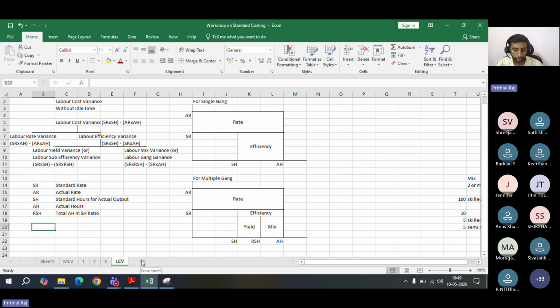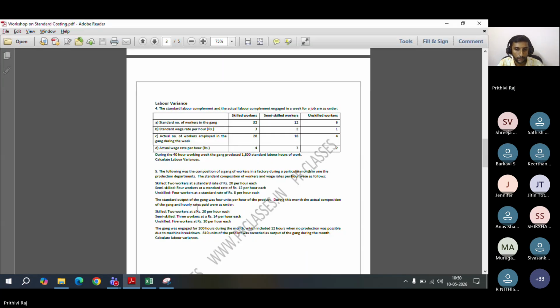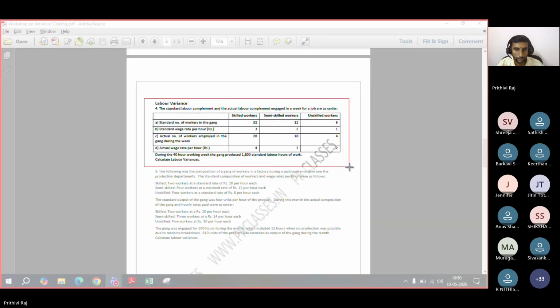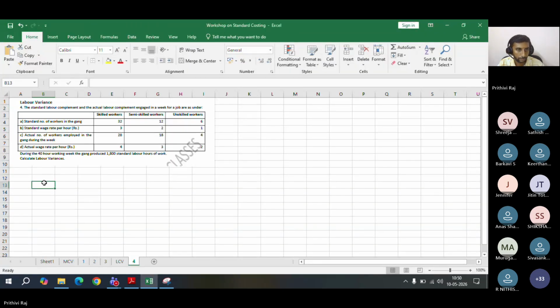Now let's see the next sum. This one we are seeing without idle time. We have similar graphs as with idle time; I'll explain after solving one sum. Sum number 4, on variances. The standard labor complement and the actual labor complement engaged in the week for a job are as under, so they give data for standard and actual.